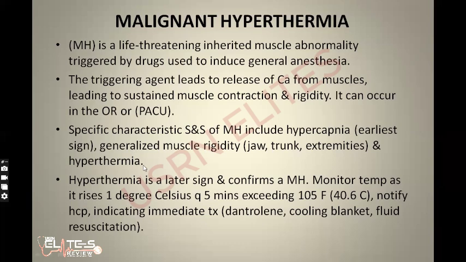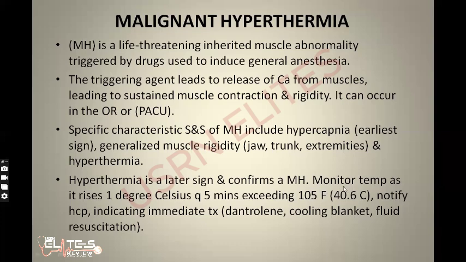And there will be extremely high temperature, hyperthermia. The hyperthermia is a later sign. When there's a continuous contraction, some heat is generated. The accumulated heat after time is one way of causing that extremely high temperature. So when the hyperthermia comes in later, I think it confirms it's more of malignant hyperthermia.